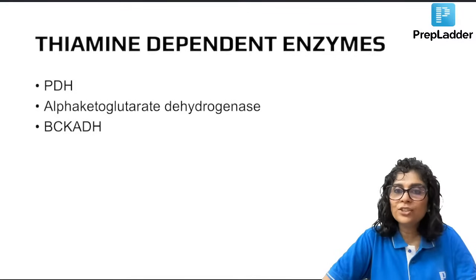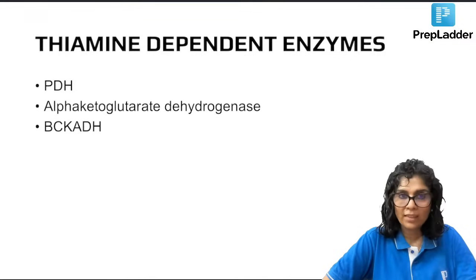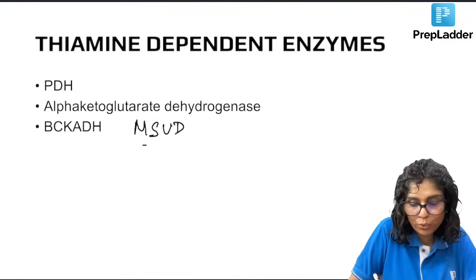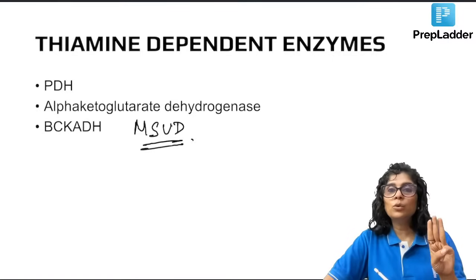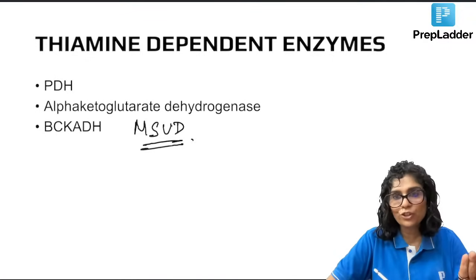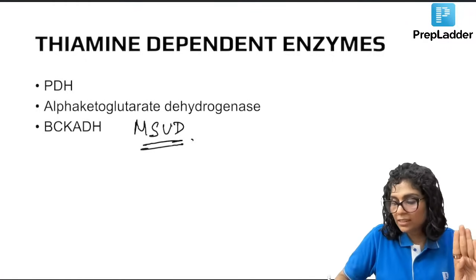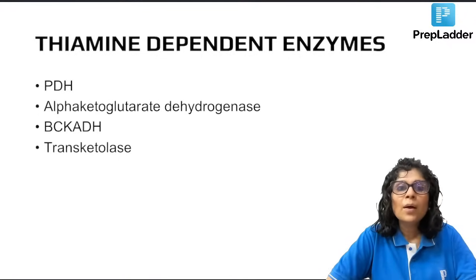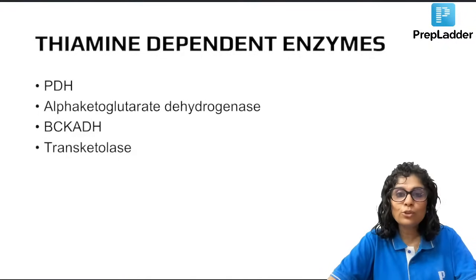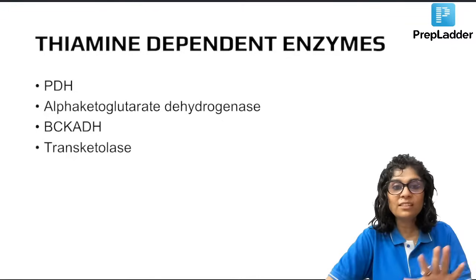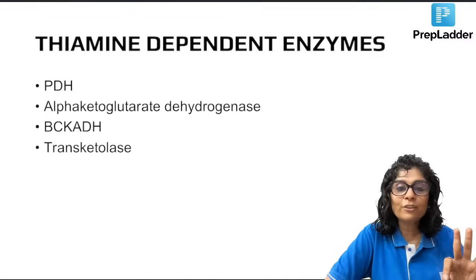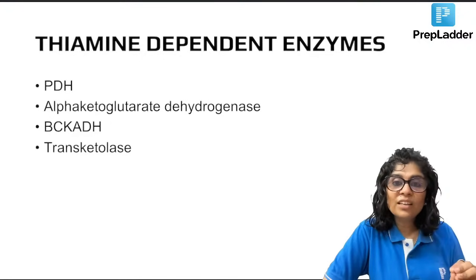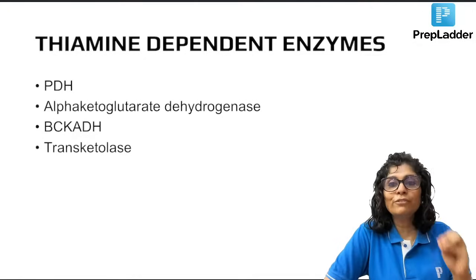Have you learnt about branched chain keto acid dehydrogenase before? Defect of branched chain keto acid dehydrogenase causes maple syrup urine disease. Okay, so the third one is branched chain keto acid dehydrogenase. The fourth one is transketolase. So all of you tell me, what are the thiamine dependent enzymes? Pyruvate dehydrogenase, alpha ketoglutarate dehydrogenase, nobody should forget this, branched chain keto acid dehydrogenase and transketolase. Based on this, we are going to learn what will happen whenever there is thiamine deficiency.